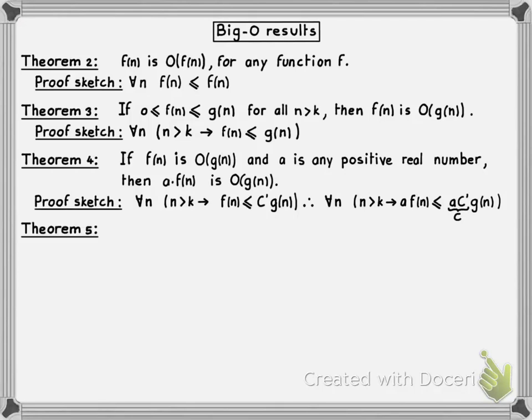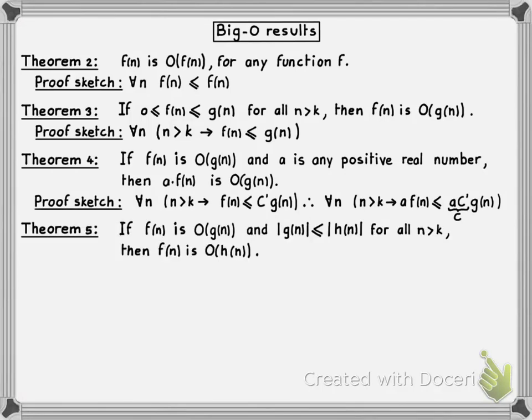Now, the next theorem states that if f of n is big O of g of n, and the absolute value of g of n is less than or equal to the absolute value of h of n for n greater than some k, then it must be the case that f of n is big O of h of n. So we have three functions here, f, g, and h. The assumption is that f of n is upper bounded by g of n, asymptotically. The second assumption is that g of n is upper bounded by h of n.